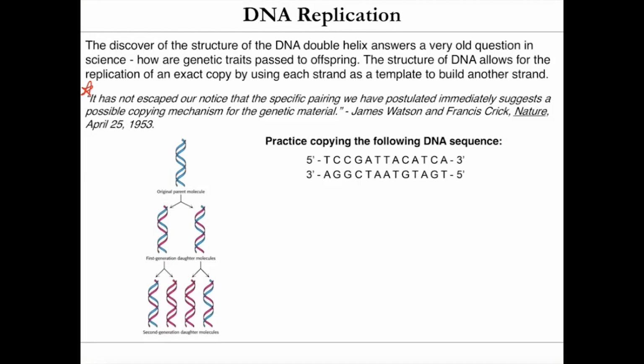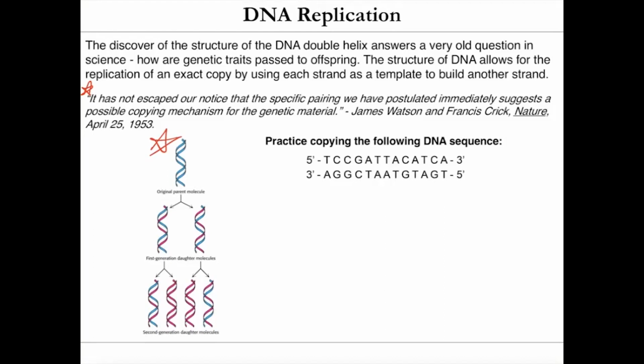It says, "It has not escaped our notice that the specific pairing we have postulated," he means the ACGT stuff, "immediately suggests a possible copying mechanism for the genetic material." And that was written in Nature, April 25th, 1953. Now, in the history of science, this is considered a very coy statement. So this is really understating what they found. The structure of the DNA double helix immediately shows you how you can replicate that strand.